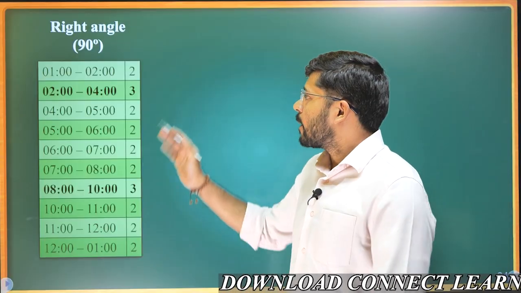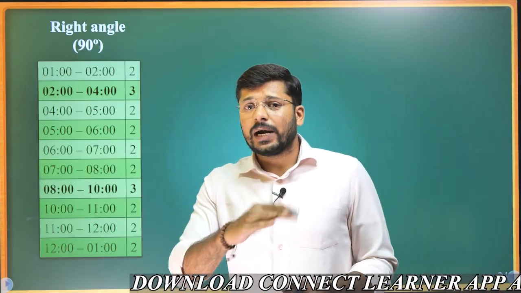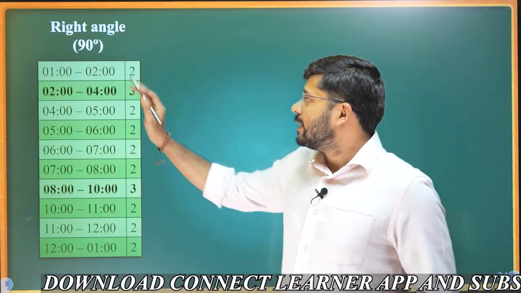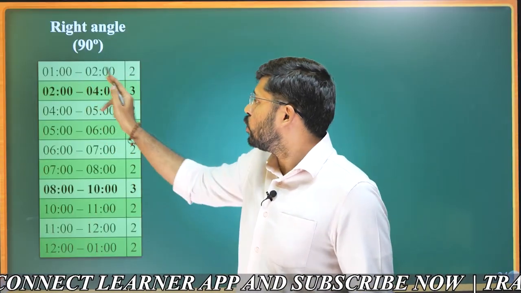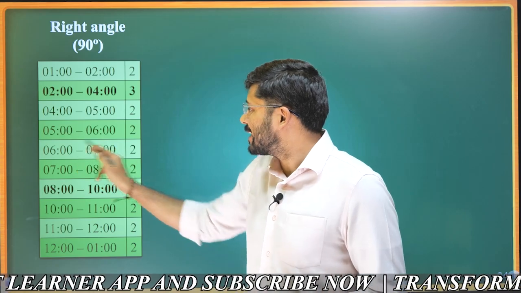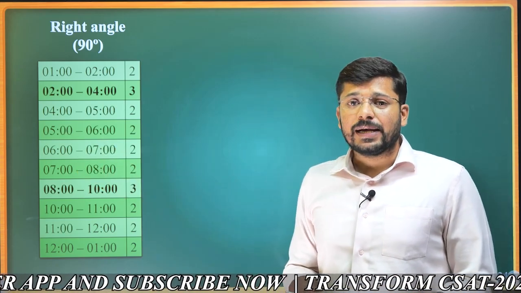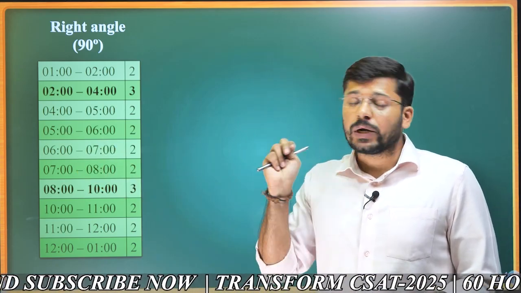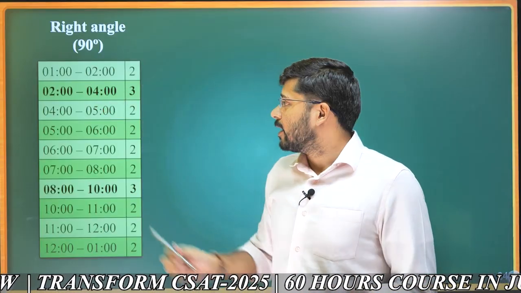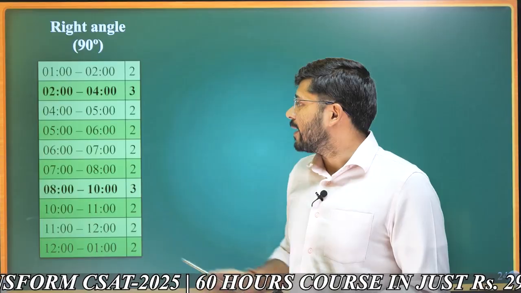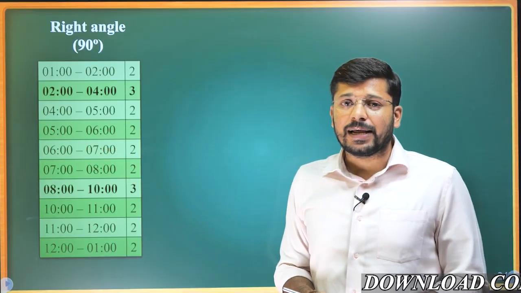Now I will tell you the general rule and the exception here. The general rule is that between every 2 exact hours, 1 to 2, 4 to 5, 5 to 6, 6 to 7, the hour hand and the minute hand will be at right angle 2 times. Between 1 to 2, they will be 2 times at right angle. Between 4 to 5, they will be 2 times at right angle. Between 5 to 6, they will be 2 times at right angle.